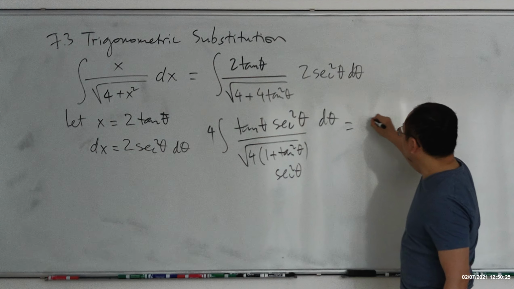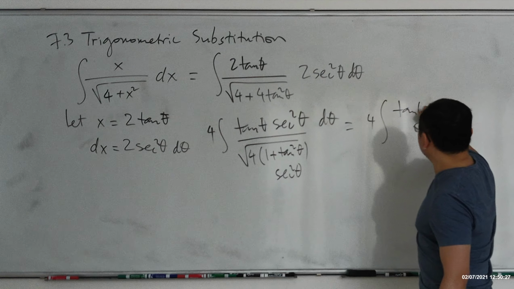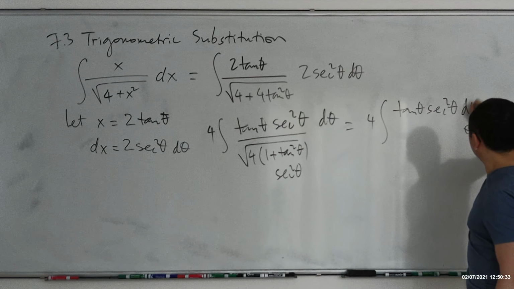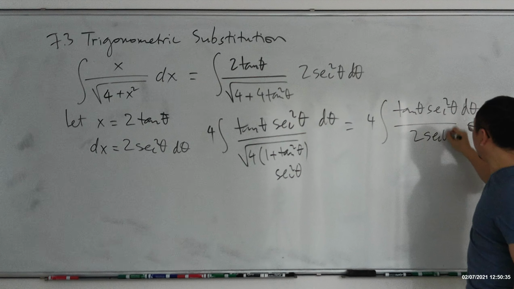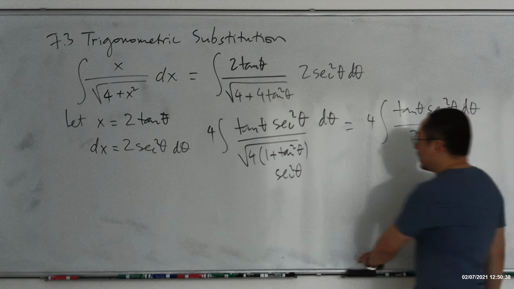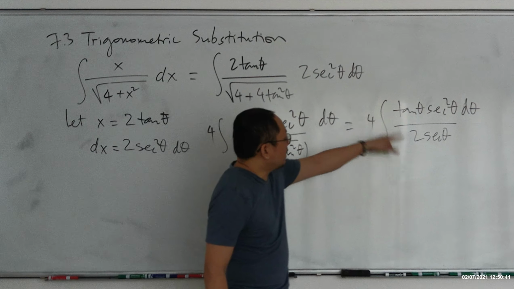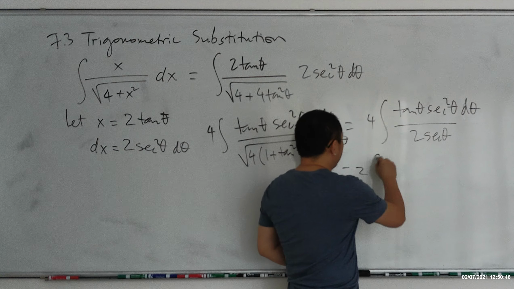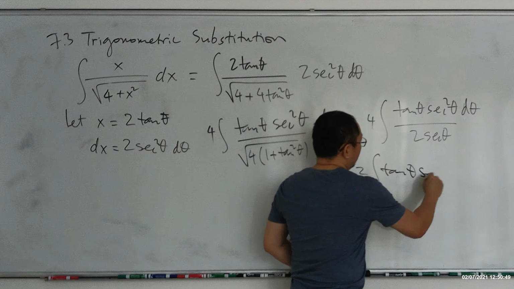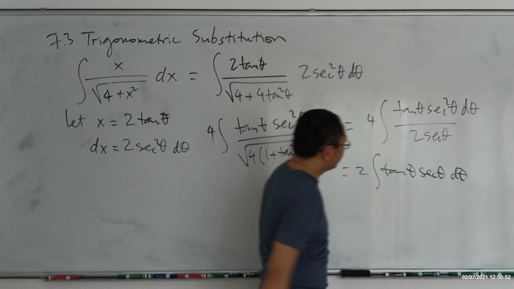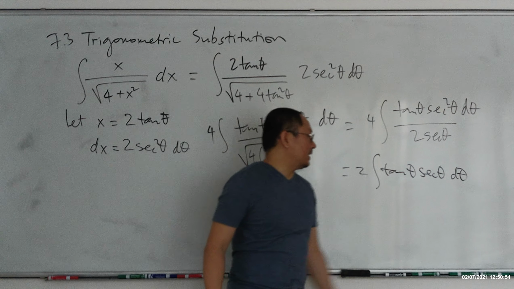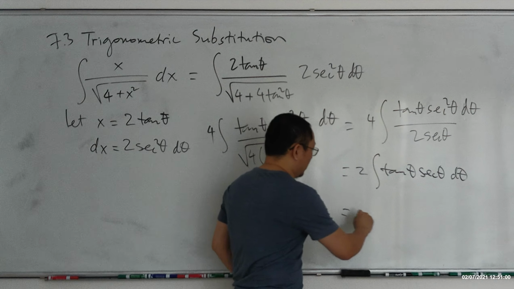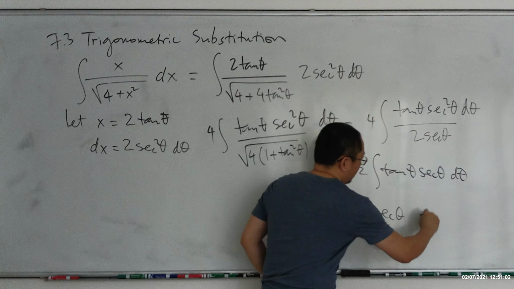So this is going to be 4 times the integral of tangent theta secant squared theta d theta over 2 secant theta on the bottom. And of course, we can simplify more. Take out the 2 on the top and bottom. I got 2 left. Cancel the secant. I got the integral of tangent theta secant theta d theta. Now, you can see the answer right here because the derivative of secant gives me tangent and secant. So this is no more than 2 times secant theta plus c.